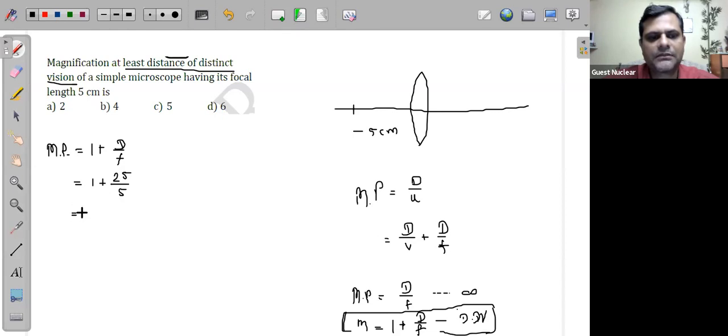So if we just add this, 1 plus 5, it comes out to be 6 actually, and hence we can get the magnifying power to be simply equal to 6, which is already there in option D here. Yes, correct. Let us see the next question.